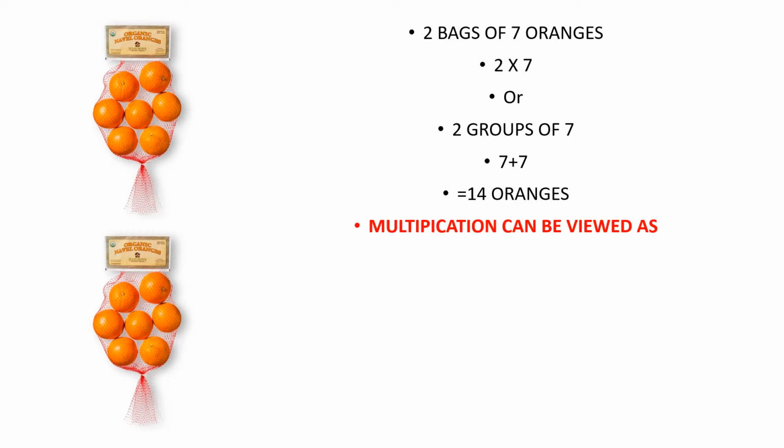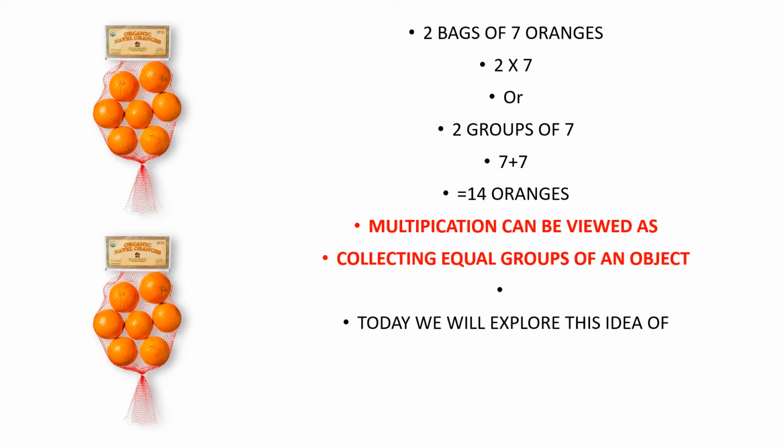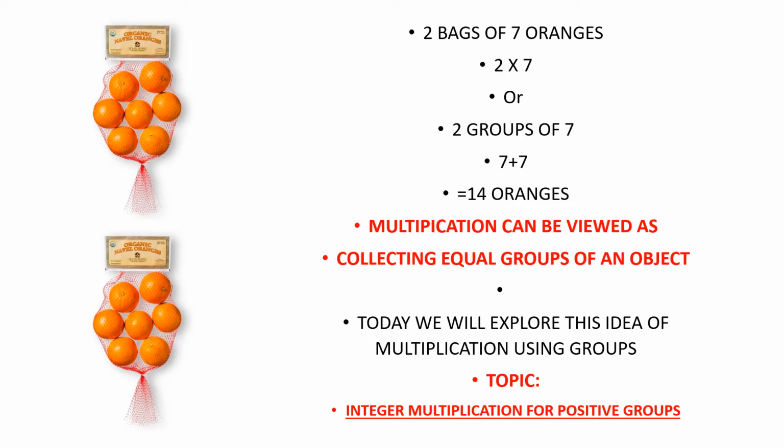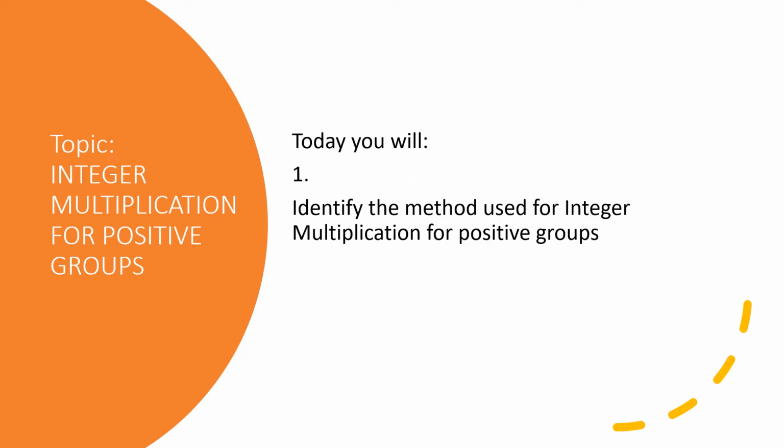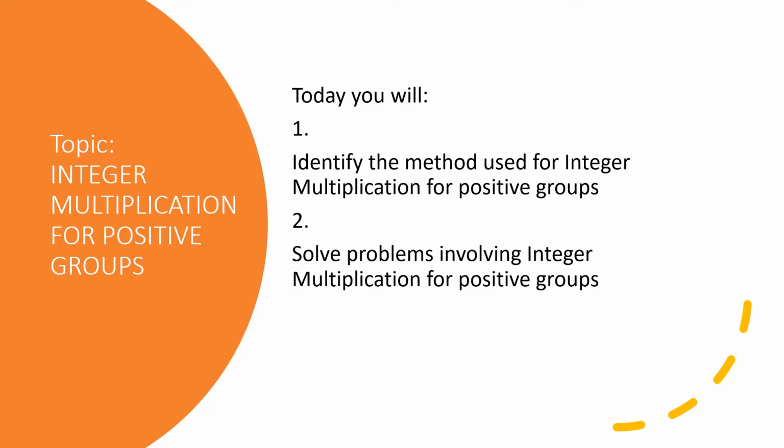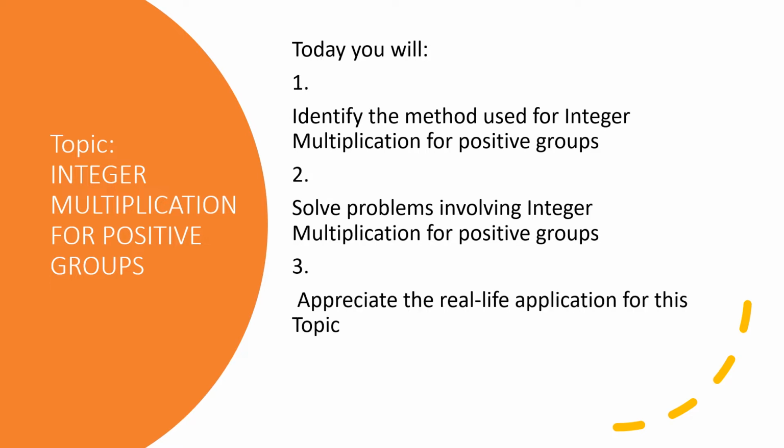So the main idea is that multiplication can be viewed as collecting equal groups of an object. And that's what we'll be exploring today. Multiplication using groups. And our topic is integer multiplication for positive groups. So today you will identify the method used for integer multiplication for positive groups, solve problems involving integer multiplication for positive groups, and appreciate the real-life application for this topic. All right, so let's get to it.